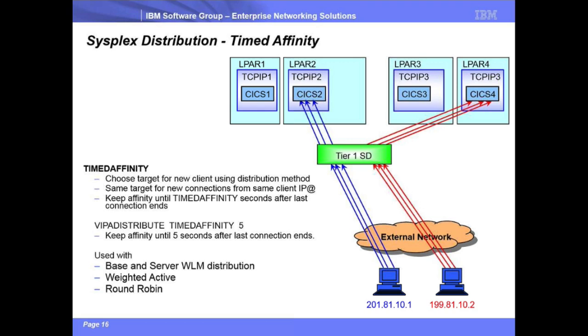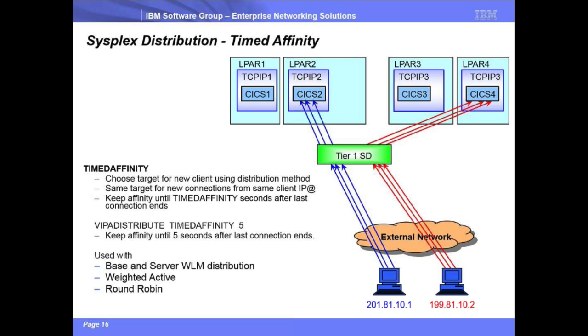However, after that target is picked, then if time to Affinity is configured, that same target is used for new connections from that same IP address. So in this example, connections coming from 201.81.10.1 start using CIX2, and connections from the client 199.81.10.2 start using CIX4. So at that point, all new connections would continue in that manner, with 10.1 going to CIX2 and all new connections for 10.2 going to CIX4.